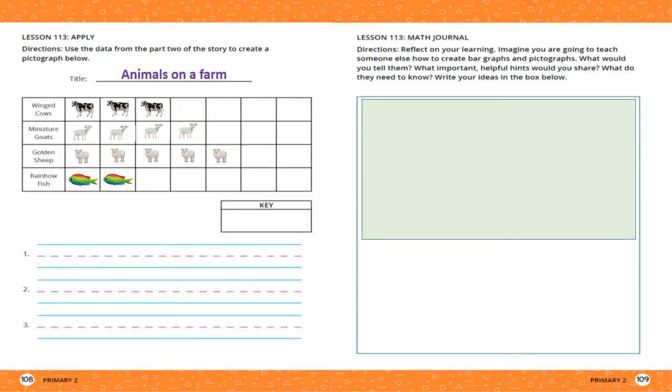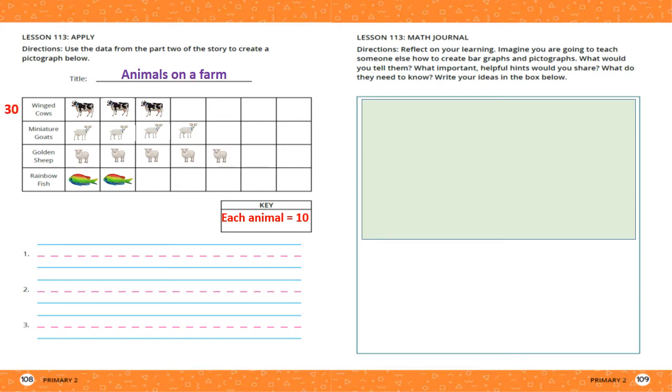Lesson 113, the apply part. Use the data from the part 2 of story to create a pictograph below. Here we have the following pictograph that has a title, animals on a farm, and key, each animal equals 10. Okay, so now we will start counting, but pay attention, we are skip counting by 10. So winged cows, 10, 20, 30. So we will write 30.